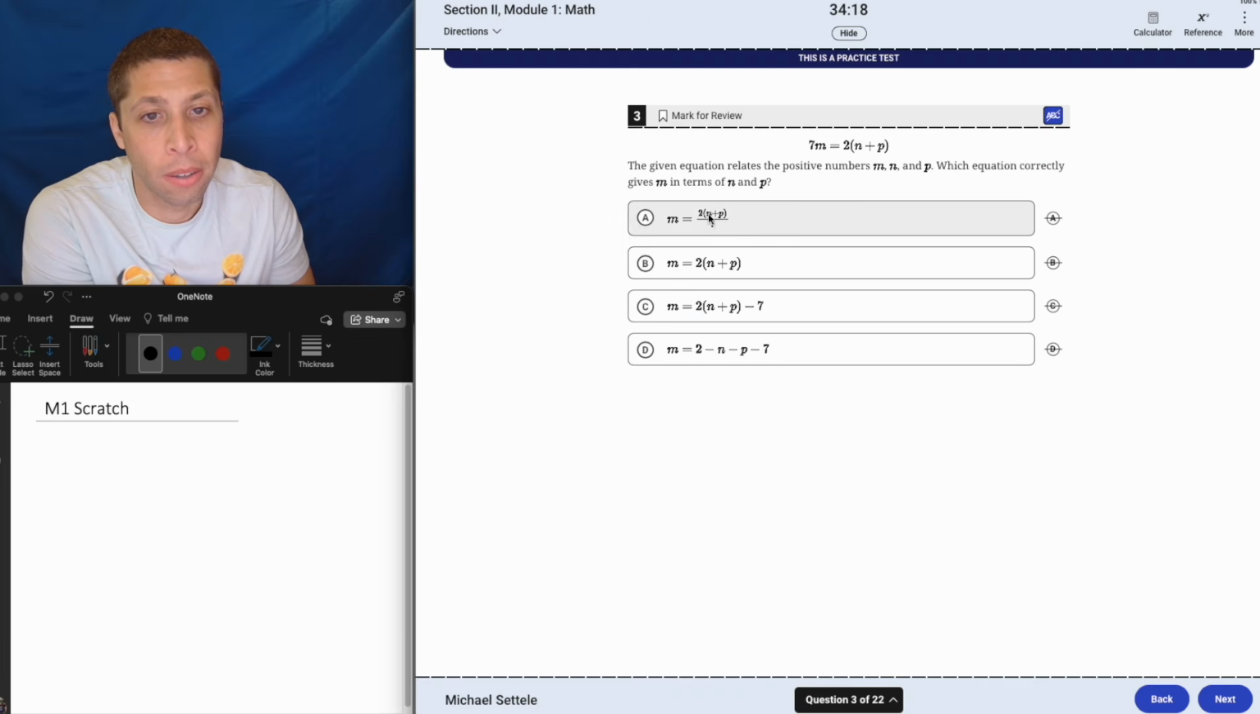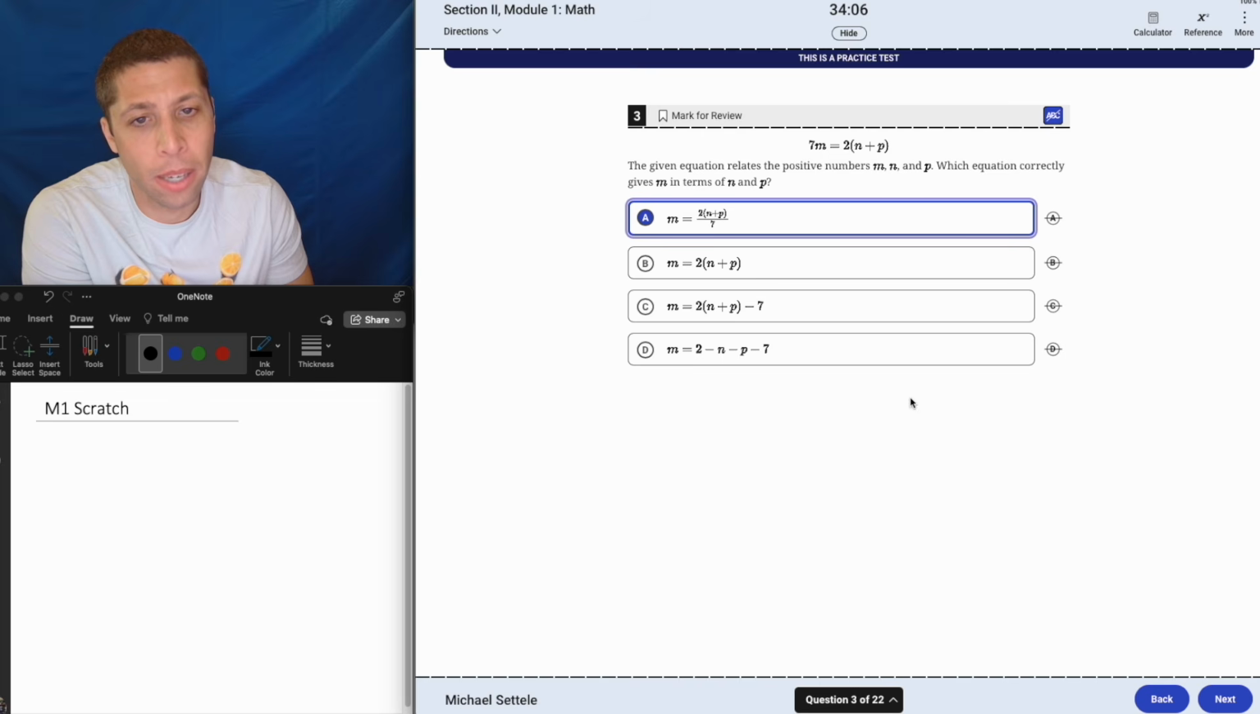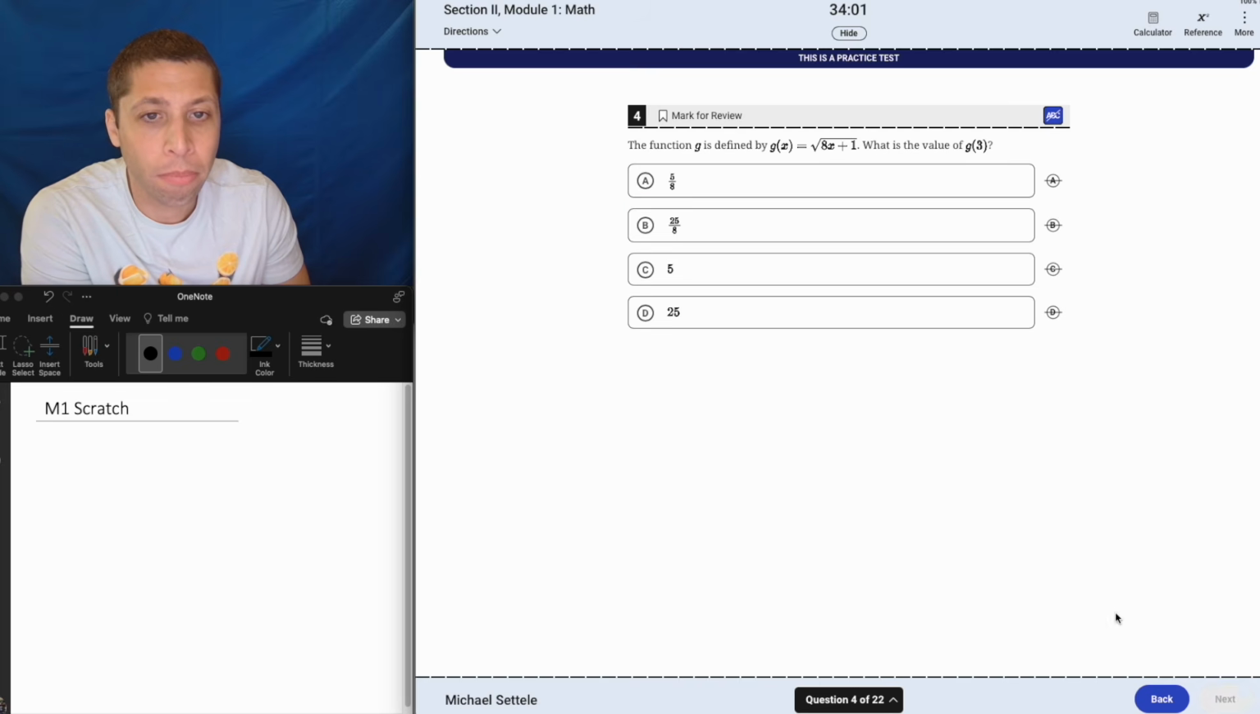M in terms of N and P. So you're just going to divide by 7, which is going to put the 7 underneath these. So that should be this. Yeah, so you can arithmetize this if you really want, but you should know enough algebra to know how to do that. It's just a single move.